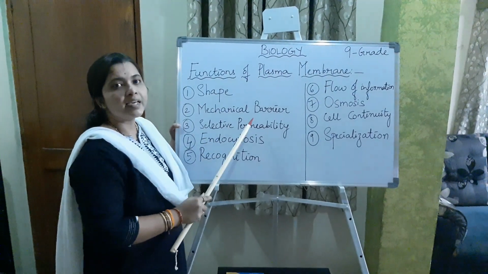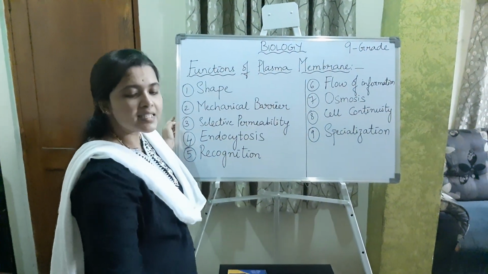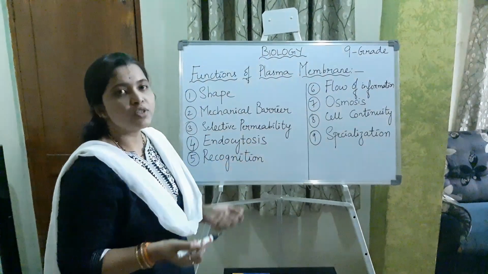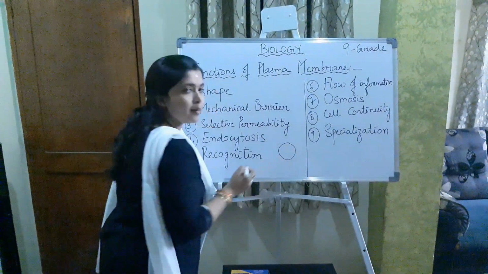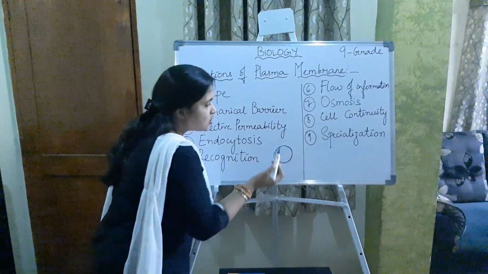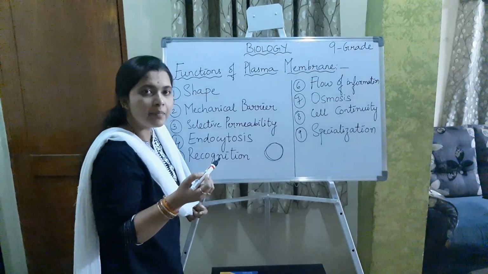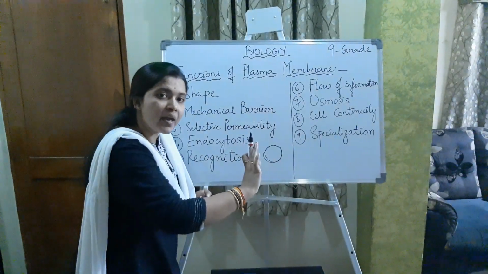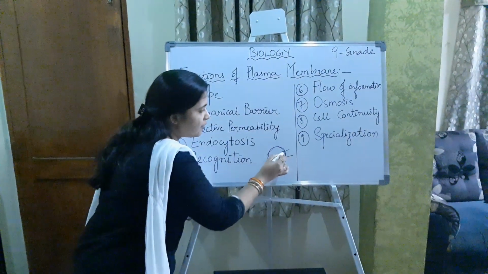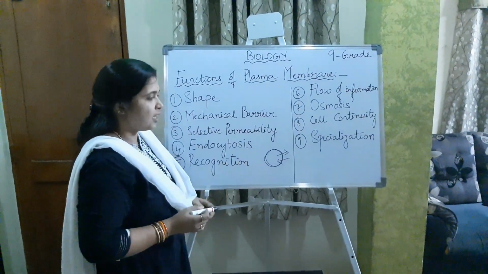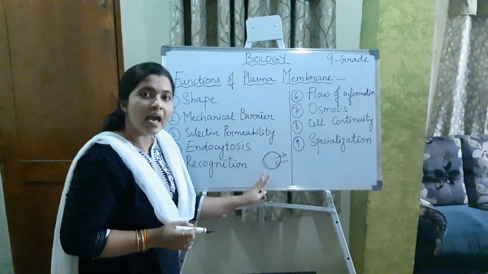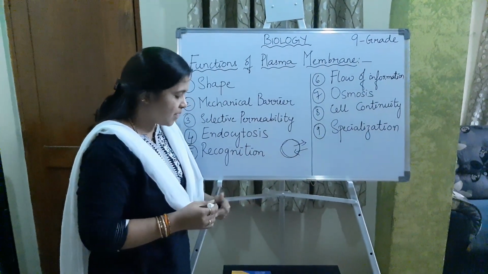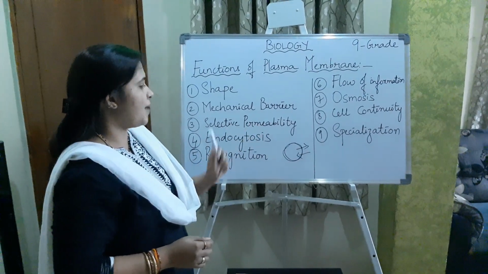Next one, mechanical barrier. Plasma membrane acts as a mechanical barrier between cell and the outer environment. For example, this is a cell. So this is a plasma membrane. So it will act as a barrier. What do you mean by barrier? It is allowing something to enter into the cell and it is allowing something to exit outside of the cell. So it is through what? It is through a mechanical barrier known as plasma membrane. So in this way, plasma membrane acts as a mechanical barrier.